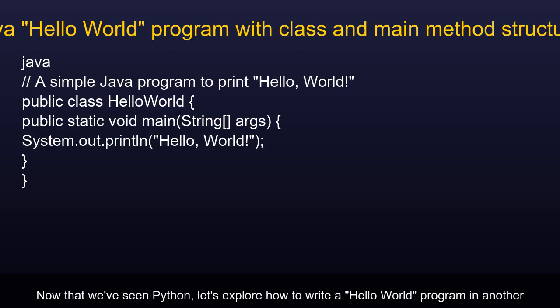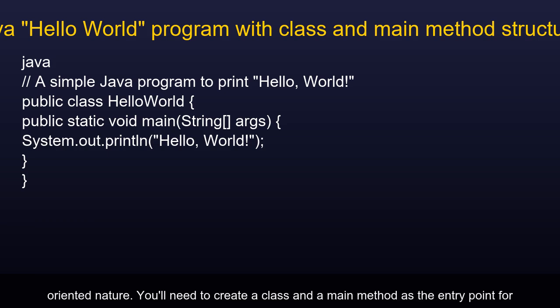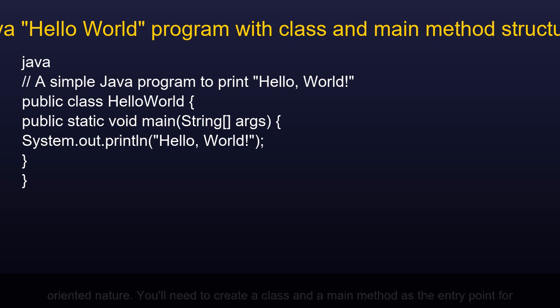Now that we've seen Python, let's explore how to write a Hello World program in another popular programming language, Java. Java requires a bit more structure due to its object-oriented nature. You'll need to create a class and a main method as the entry point for the program.